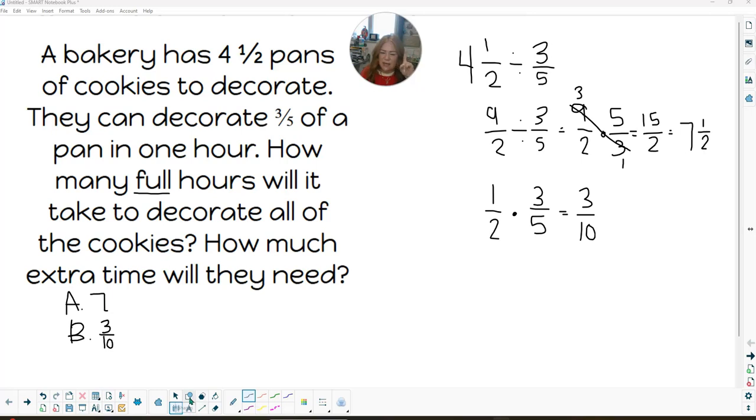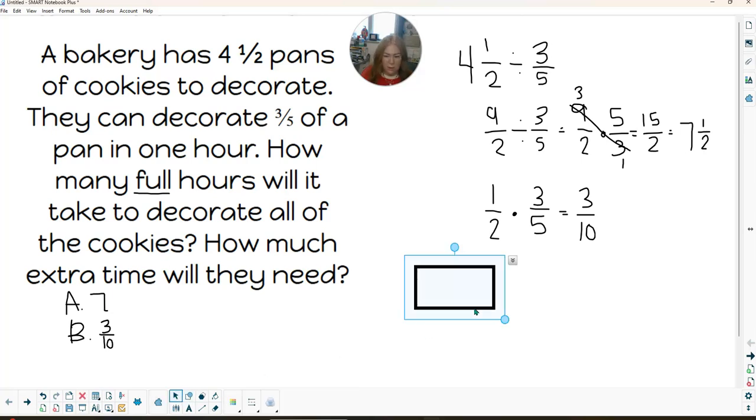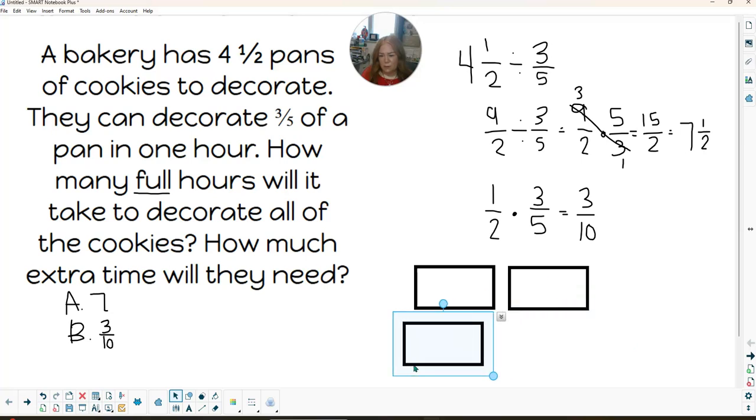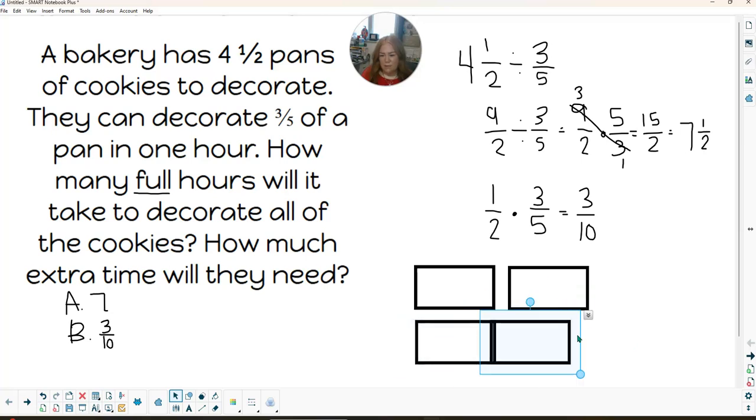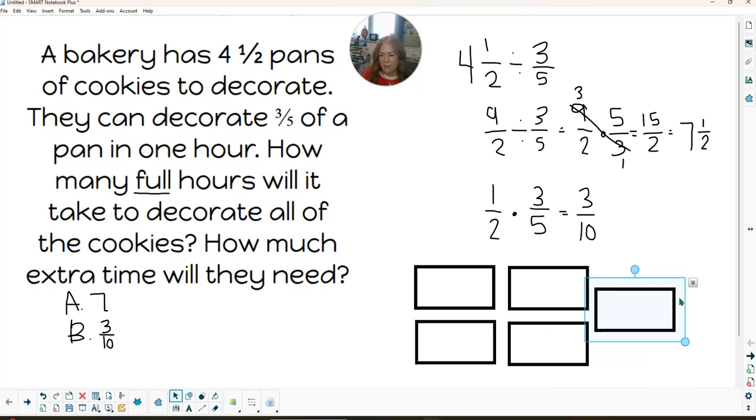So to help us understand that a tiny bit better, we're going to draw a picture here. So we're going to get our 4 pans. So 1, 2, 3, 4, and then right, we only have half of this one. So let's see if we can make half here. There we go.